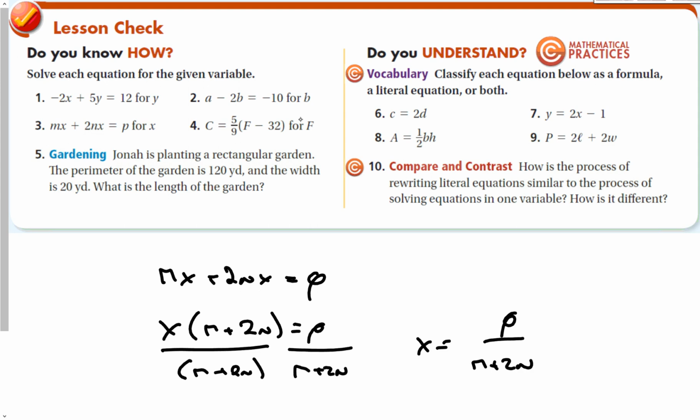I knew this problem was popular. There it is. Solve for Fahrenheit. We already did that. So Jonah is planting a rectangular garden. The perimeter of the garden is 120 yards, and the width is 20 yards.